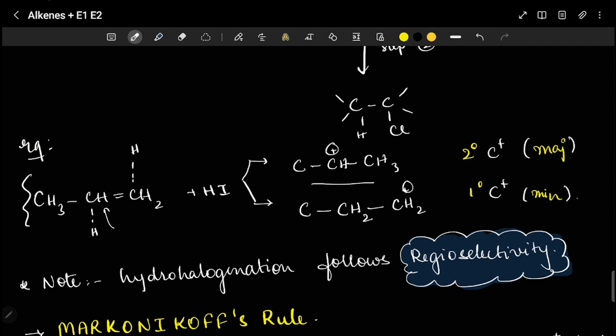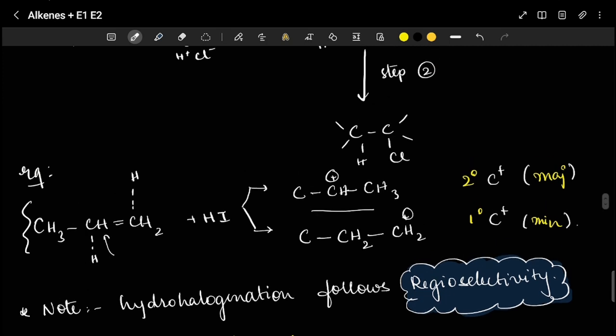Now, out of these two carbocations, which is more stable? The 2-degree carbocation is more stable, right, from the inductive effect. So the product which is giving a stable intermediate will give you the major product. Most of the reactant wants to convert into a stable intermediate and thus a stable product, right? That is why the 2-degree carbocation is more stable.